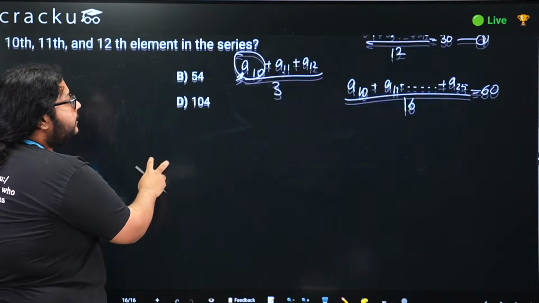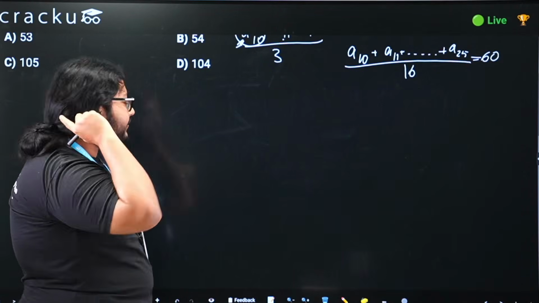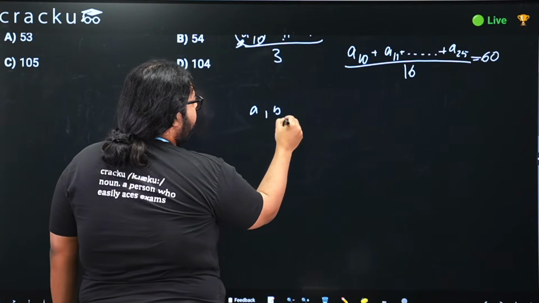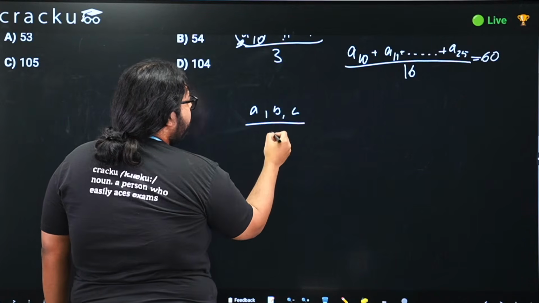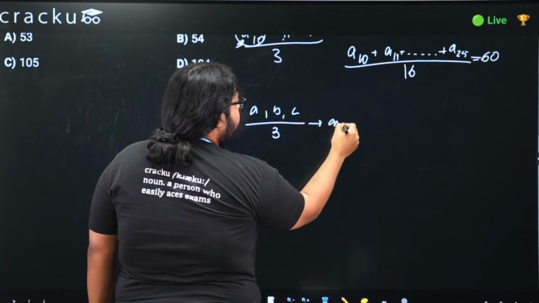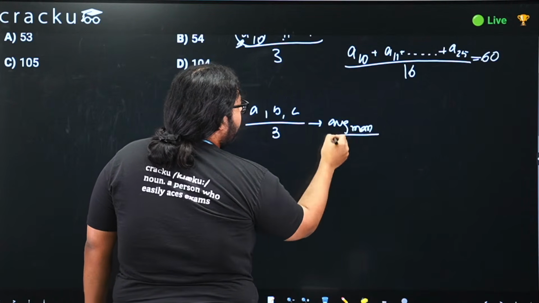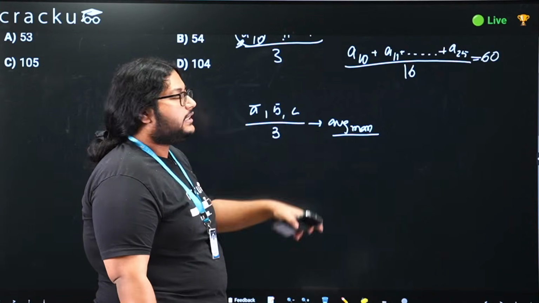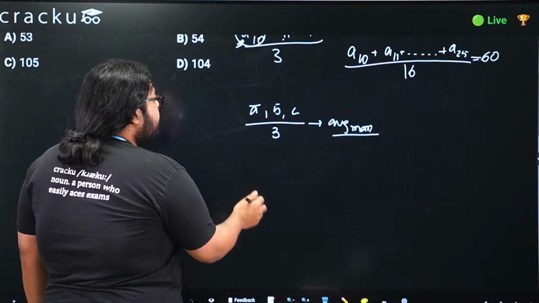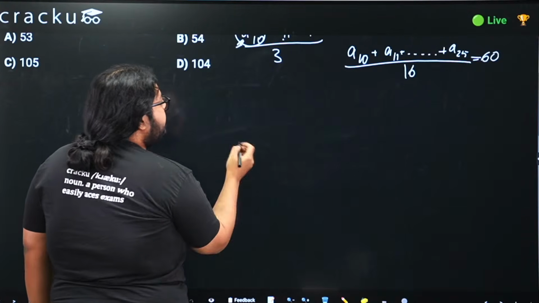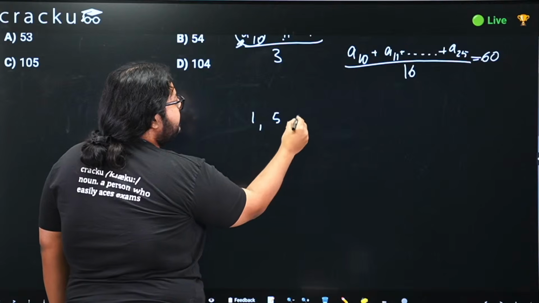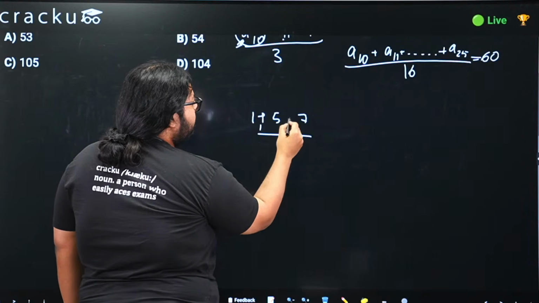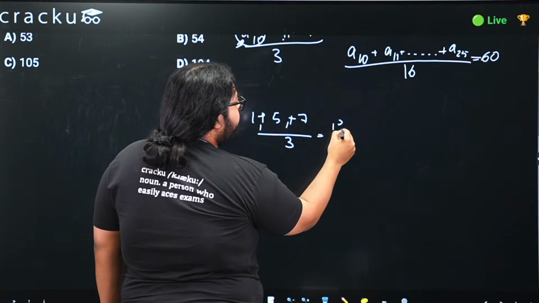Okay. So one thing to note here is, if I have three numbers A, B, C, and I need to make their average maximum, what will I do? I'll increase the values of A, B and C. But the thing is, if they are, let's say, 1, 5 and 7, what will be their average? It's 13 by 3.